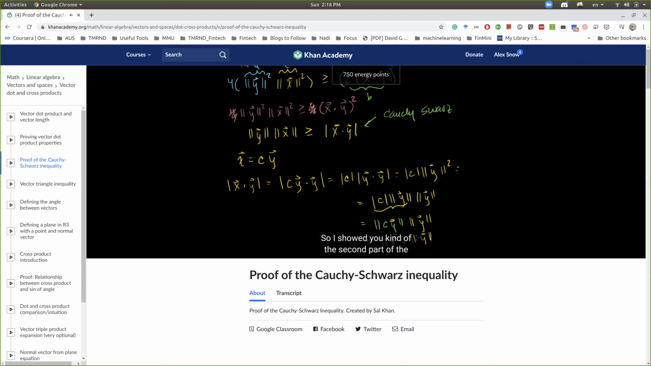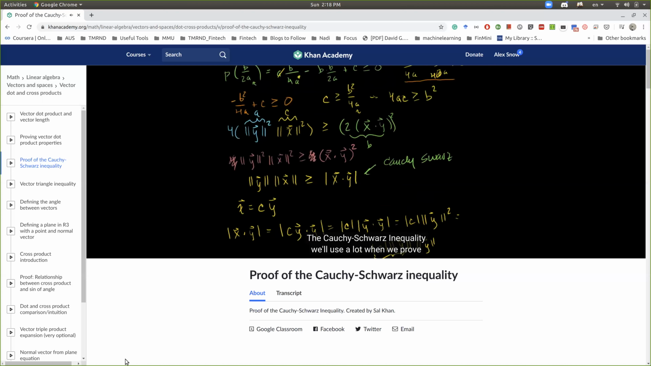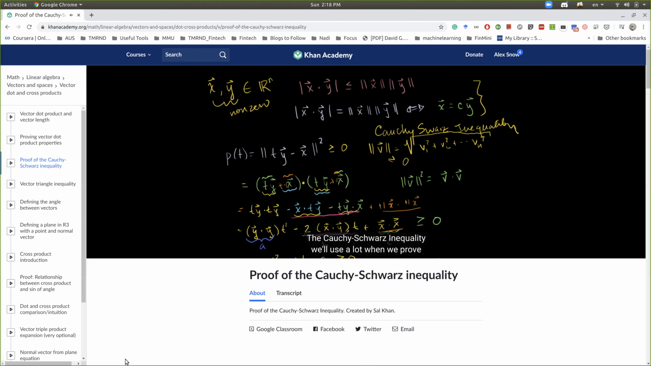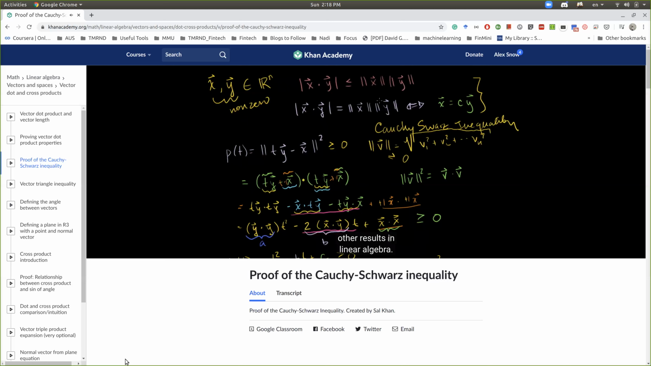So I showed you the second part of the Cauchy-Schwarz inequality: the two sides are only equal to each other if one of the vectors is a scalar multiple of the other. If you're a little uncomfortable with some of the steps I took, it might be a good exercise to actually prove it. For example, prove that the absolute value of c times the length of the vector y is the same as the length of c times y. Anyway, hopefully you found this pretty useful. We'll use the Cauchy-Schwarz inequality a lot when we prove other results in linear algebra. In a future video, I'll give you a little more intuition about why this makes a lot of sense relative to the dot product.